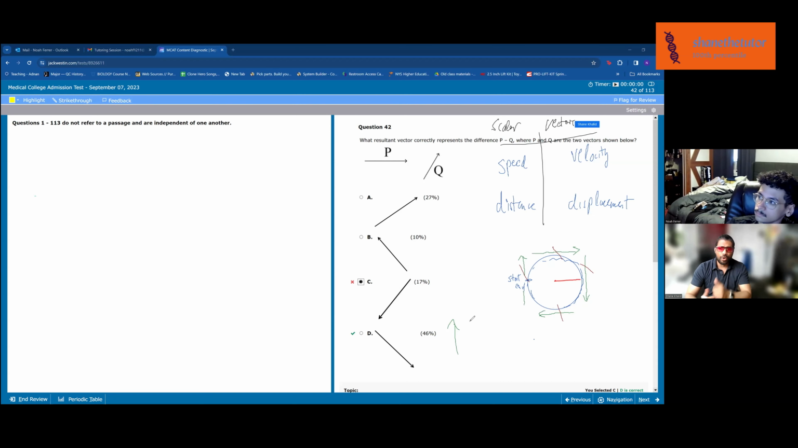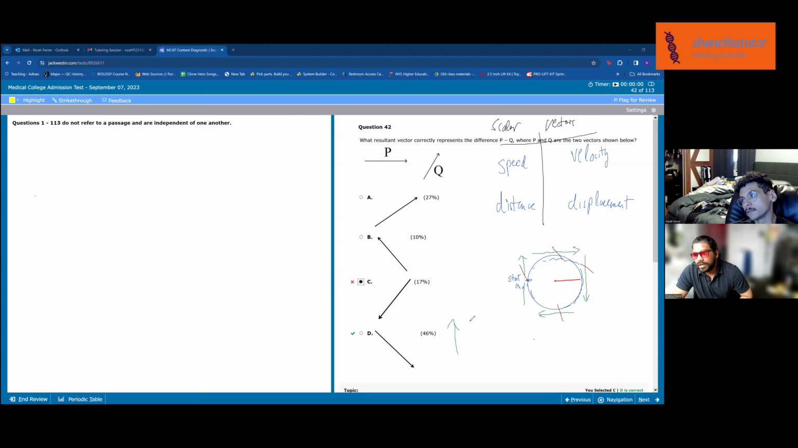A scalar is only going to have a magnitude, whereas a vector is going to have a magnitude and a direction. Got it. Okay. So speed and velocity.